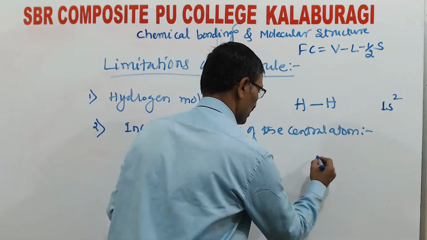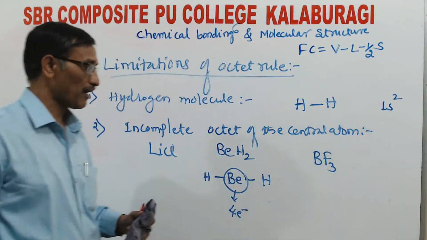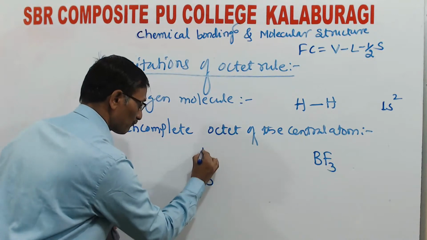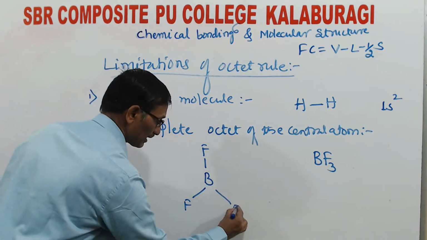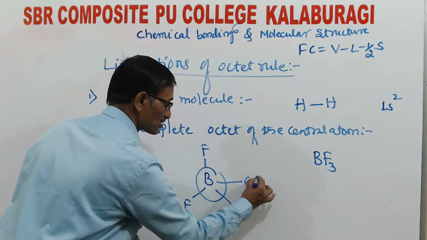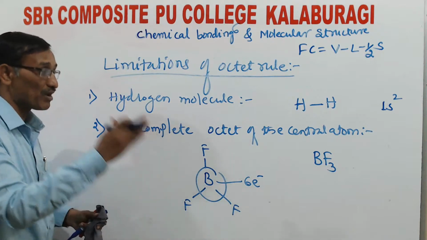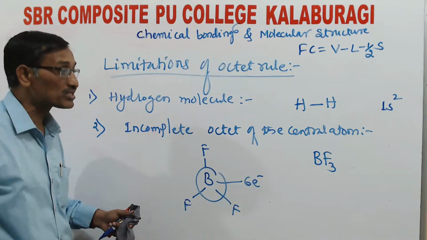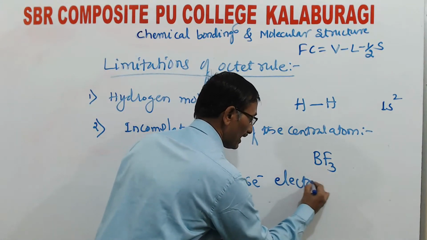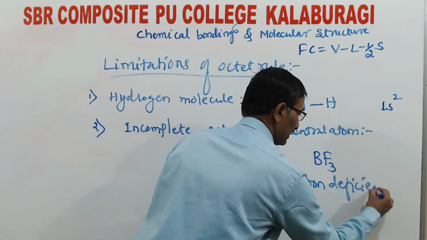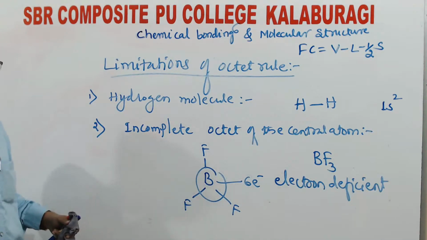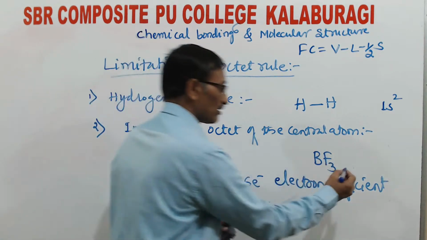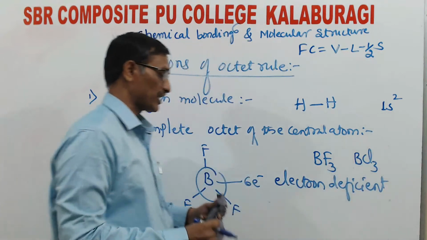Now let us go to the next one: boron trifluoride. The central atom in this case is boron, and I will take fluorine atom, fluorine atom, fluorine atom. Around the central atom there are only 6 electrons. Incomplete octet. Such types of molecules are more stable even though they are not satisfying the octet configuration. These types of molecules are known as electron deficient molecules. Is it correct now? We can write boron trifluoride also, where we observe an incomplete octet.